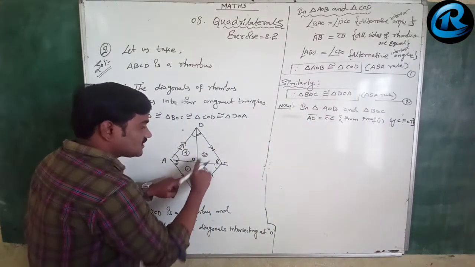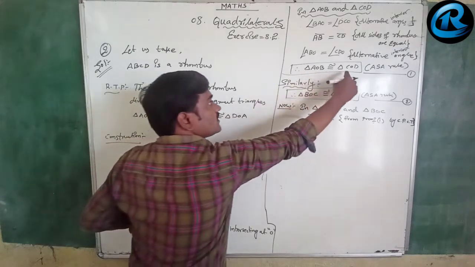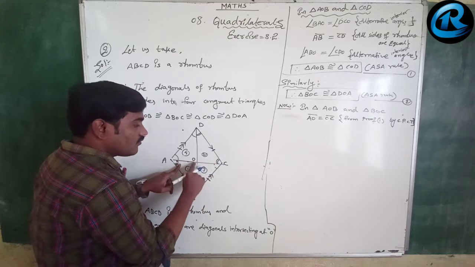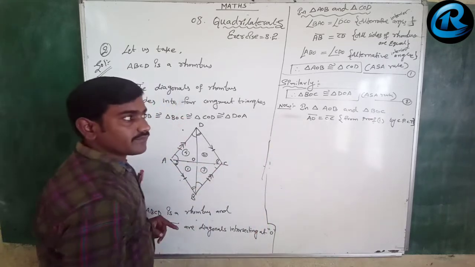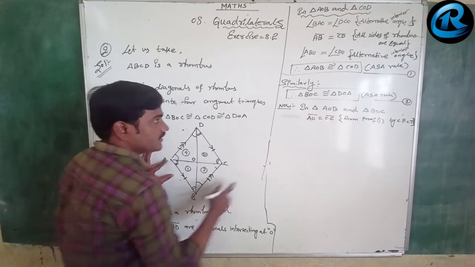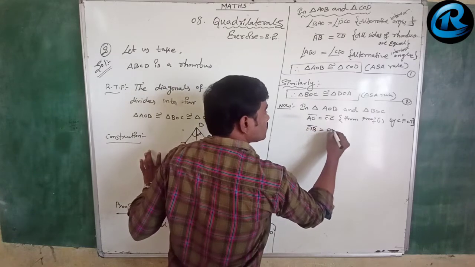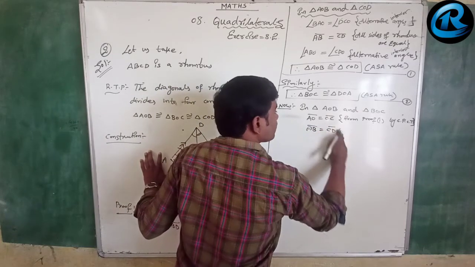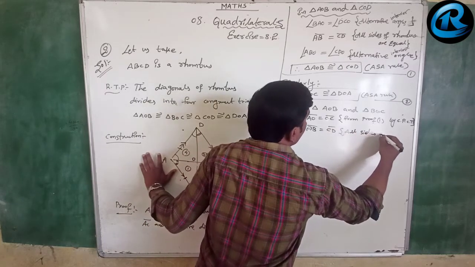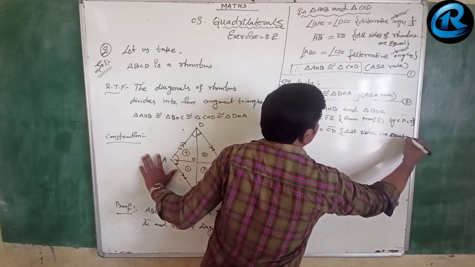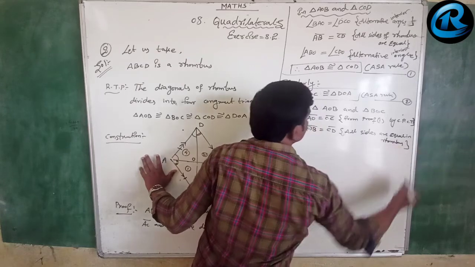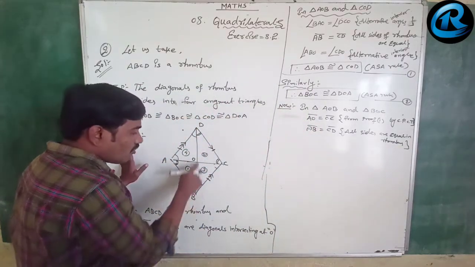See, these two triangles are congruent. AOB is congruent to COD. Then their corresponding parts, AO is equal to OC. Now we can write that AO equal to OC. Then here AB is equal to CD. Okay. All sides are equal in a rhombus.